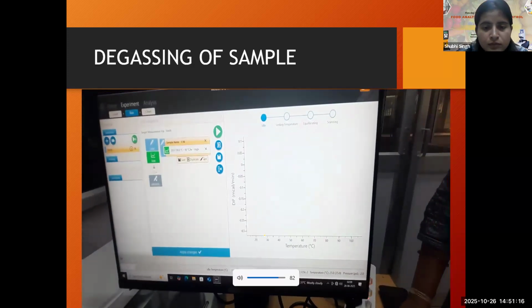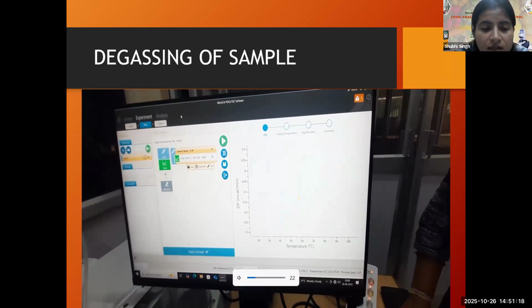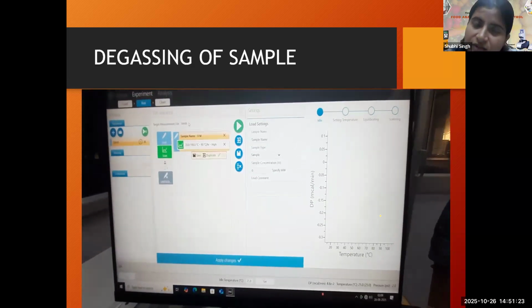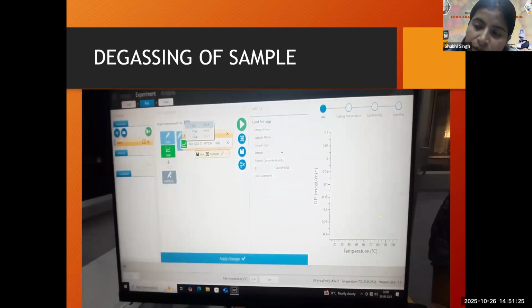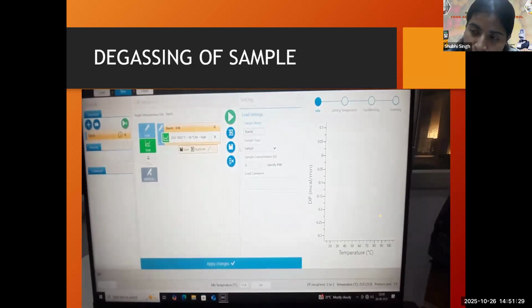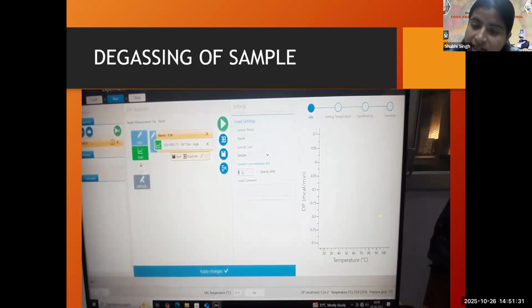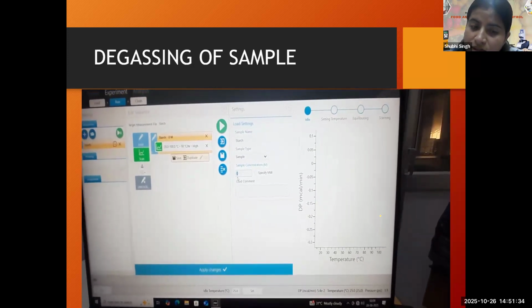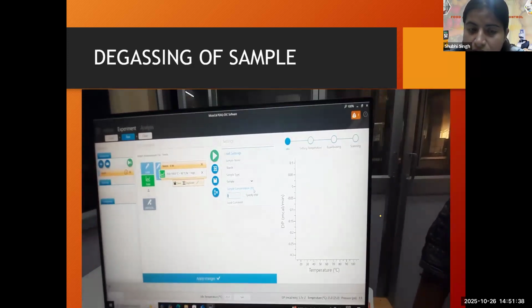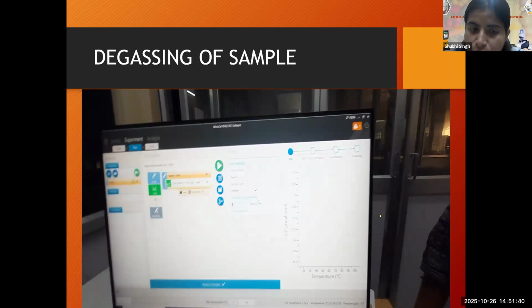Whatever sample you are using, like a starch sample or any kind of sample, you have to degas the sample first. Only then will you have sharp peaks and a sharp curve in your thermogram.